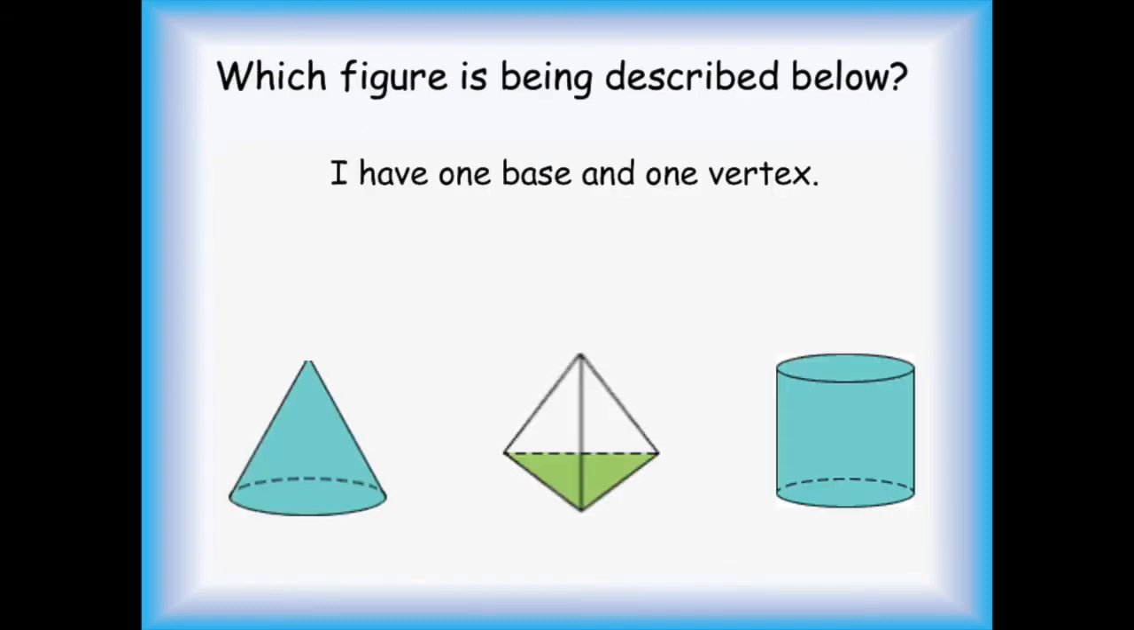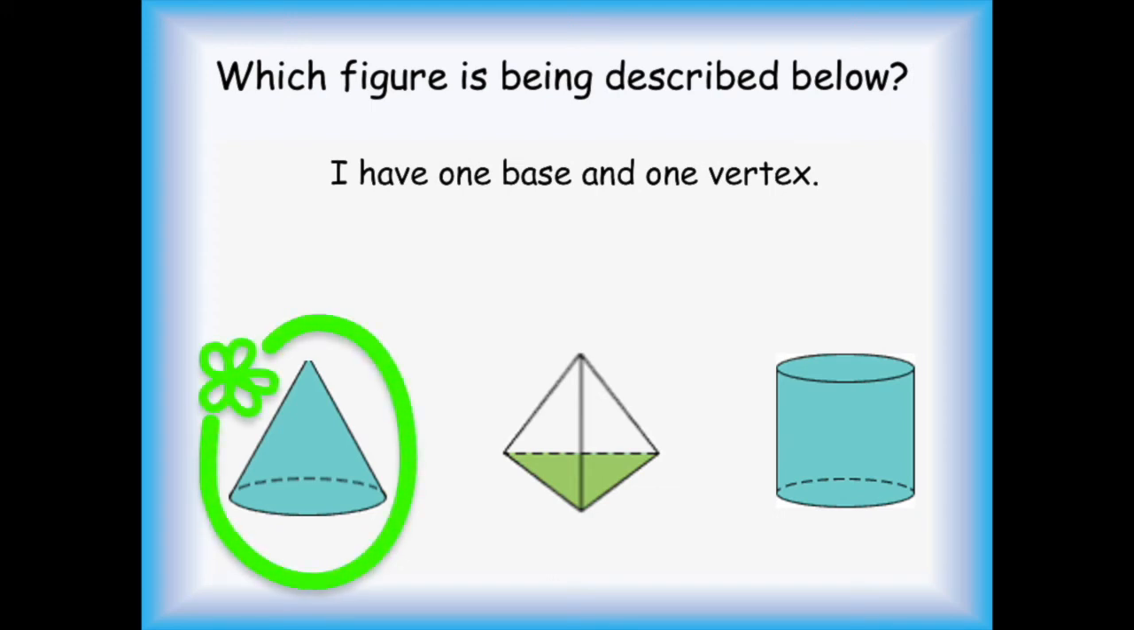All right, let's do a little practice on attributes and kind of like clues or riddles. Which figure is being described below? I have 1 base and 1 vertex. Let me help you out here if you're not sure. The base is the flat face that it can sit on, and a vertex is a corner. So you're looking for one that has 1 flat face and 1 corner. This one you might get a little confused. You ready?